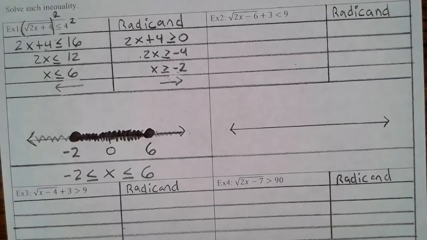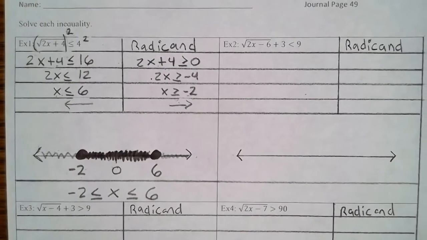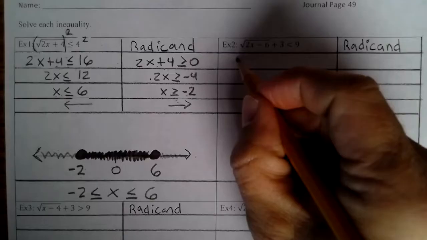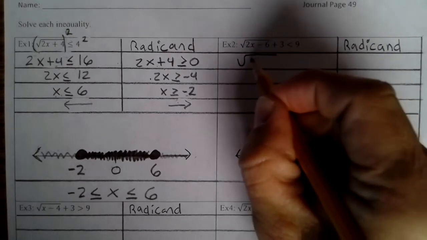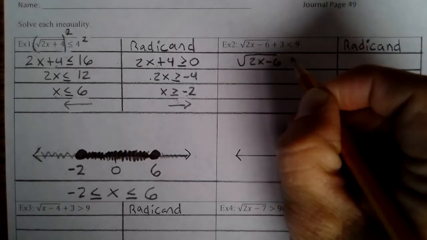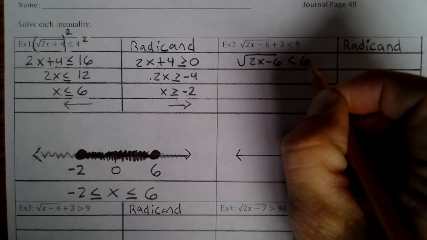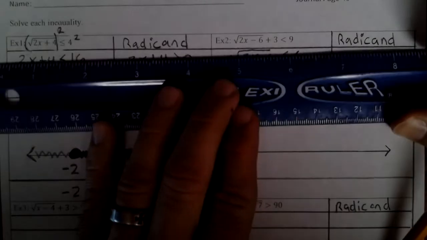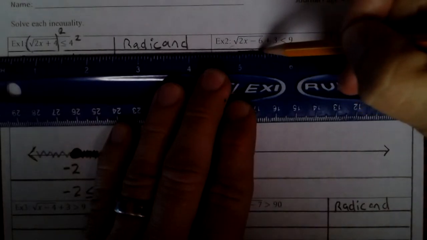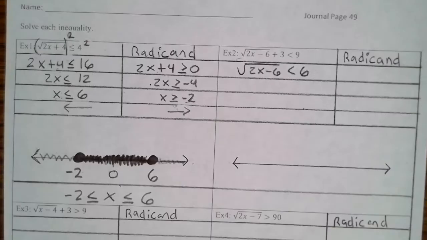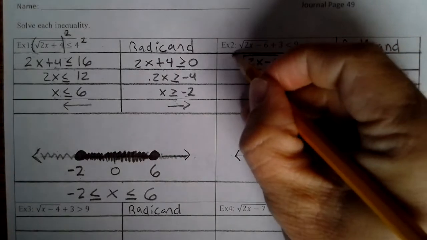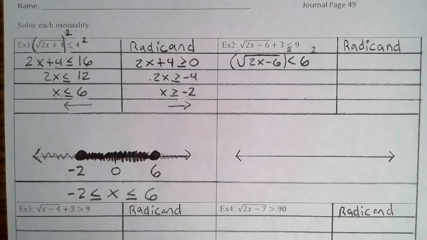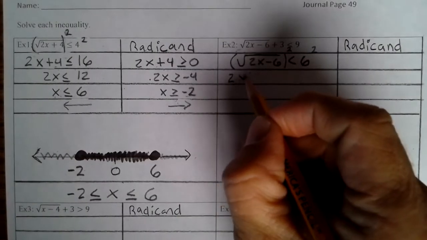All right, now let's take a look at example 2, okay? So we need to isolate these square roots. We're going to subtract 3 from both sides, so you get the square root of 2x minus 6 less than 6. Okay, and clean up that square root, straighten it up a little bit. All right, now we're going to square both sides. The unsquare root is the square root, so that's 2x minus 6 less than 6 squared, which is 36.